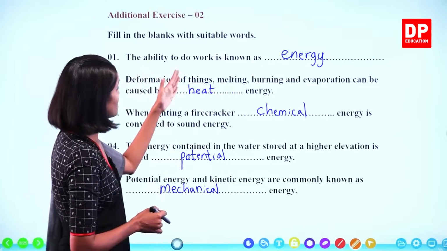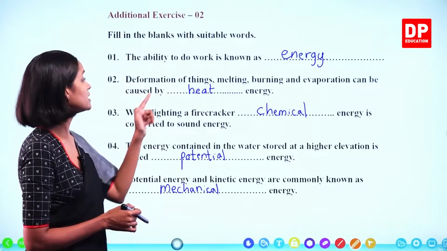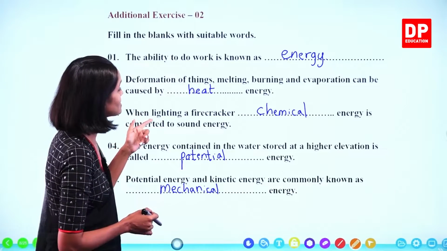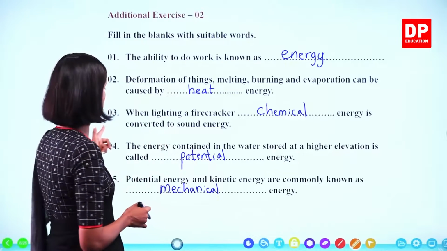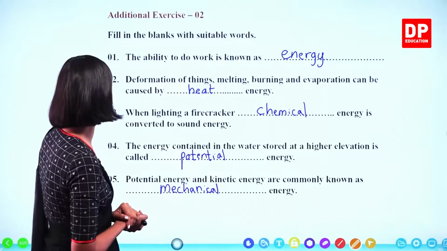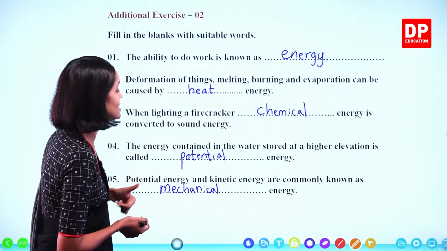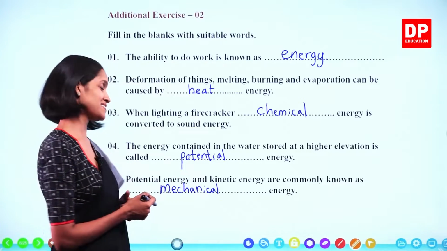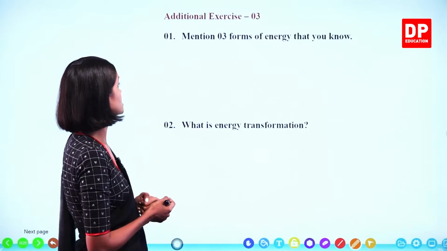The ability to do work is known as energy. The deformation of things, melting, burning, and evaporation can be caused by heat or thermal energy. When lighting a firecracker, chemical energy is converted to sound energy. The energy contained in the water stored at a higher elevation is called potential energy. Potential energy and kinetic energy are commonly known as mechanical energy. We had the right answers.